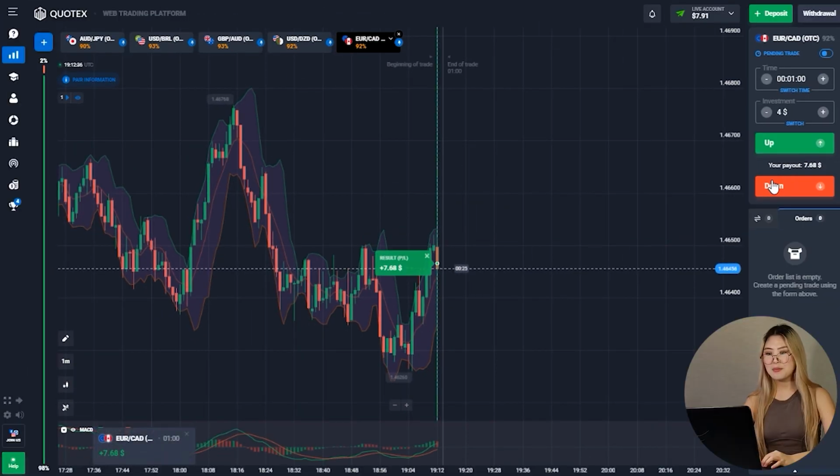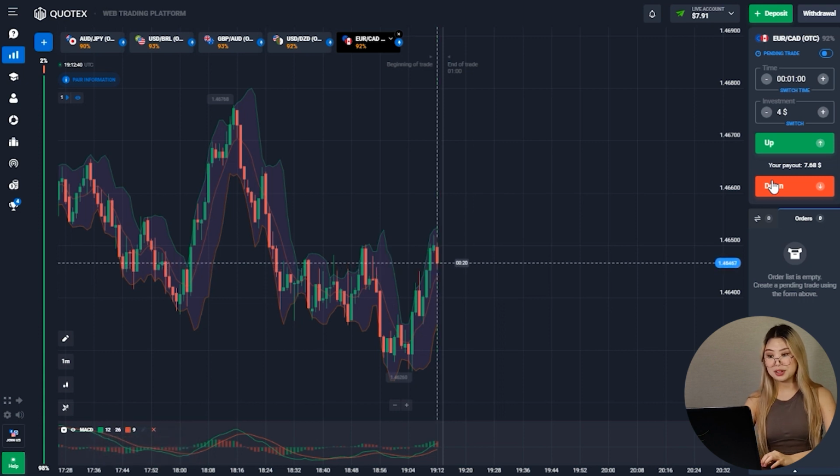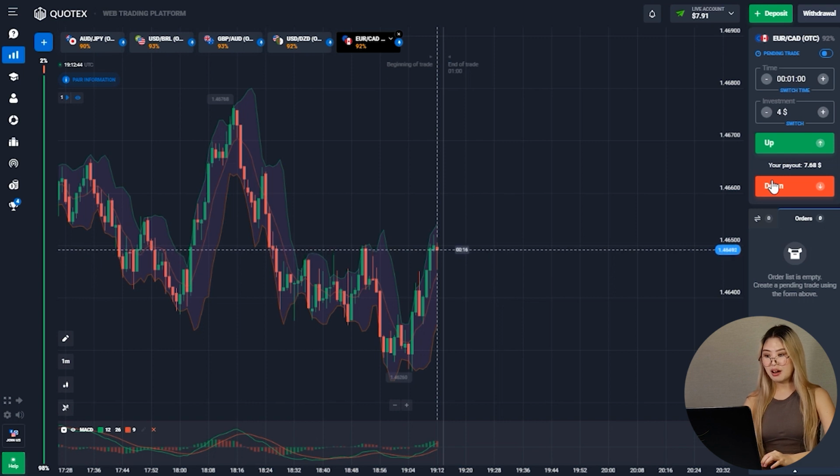Awesome guys, I'm back in business. As you can see, my balance is getting bigger and bigger each time, and look, indeed this combination of indicators shows just awesome and very accurate entry points.